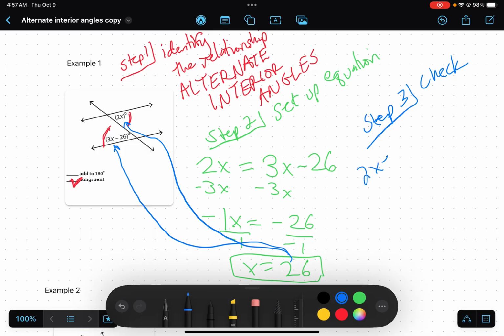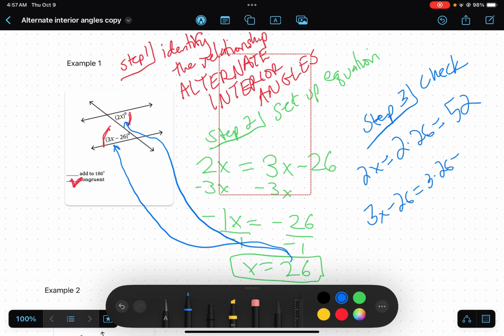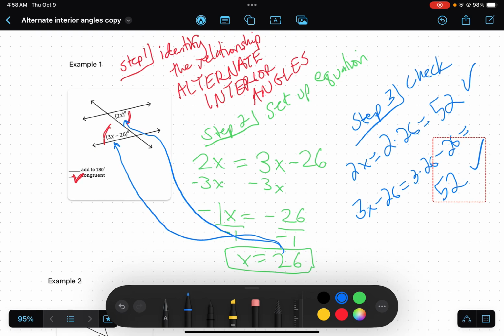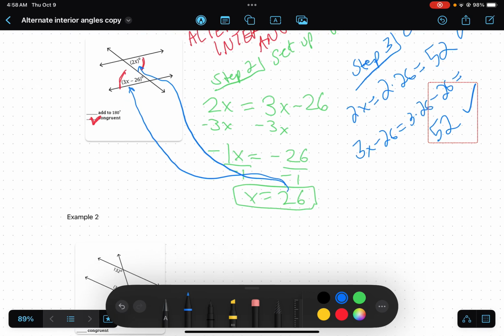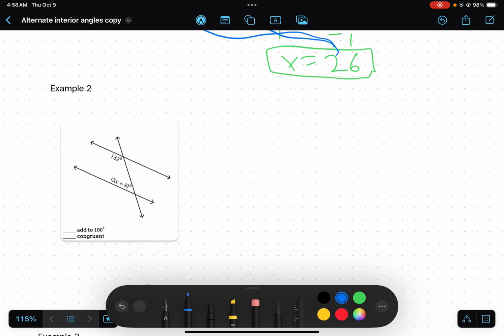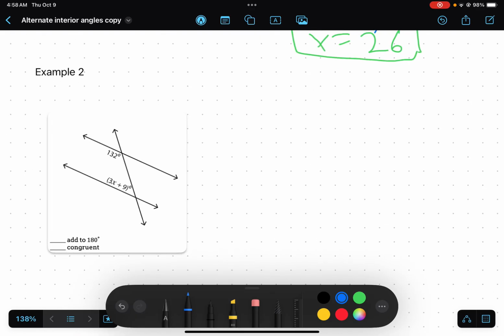So 2x means 2 times 26, which is 52. And then 3x minus 26 is 3 times 26 minus 26, which is 78 minus 26, which is also 52. So it worked out. We'll do a couple more examples and try to see what relationships we can see within the angles. So example 2, this one's a bit trickier.